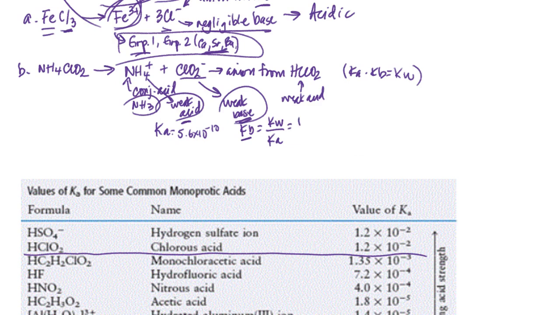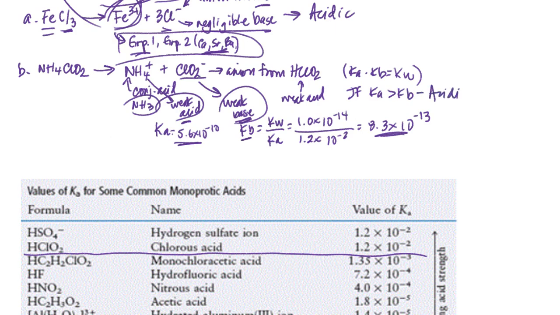So if I go ahead and run that calculation, that's 1 times 10 to the negative 14th, again assuming we're at 25 degrees Celsius, and I'm going to divide that by 1.2 times 10 to the negative 2. If I go ahead and do that math, I get 8.3 times 10 to the negative 13th. And so if I notice, Ka is actually greater than Kb. And so if Ka is greater than Kb, then that means that the acidic nature will win out, and an aqueous solution of ammonium chloride should be acidic.